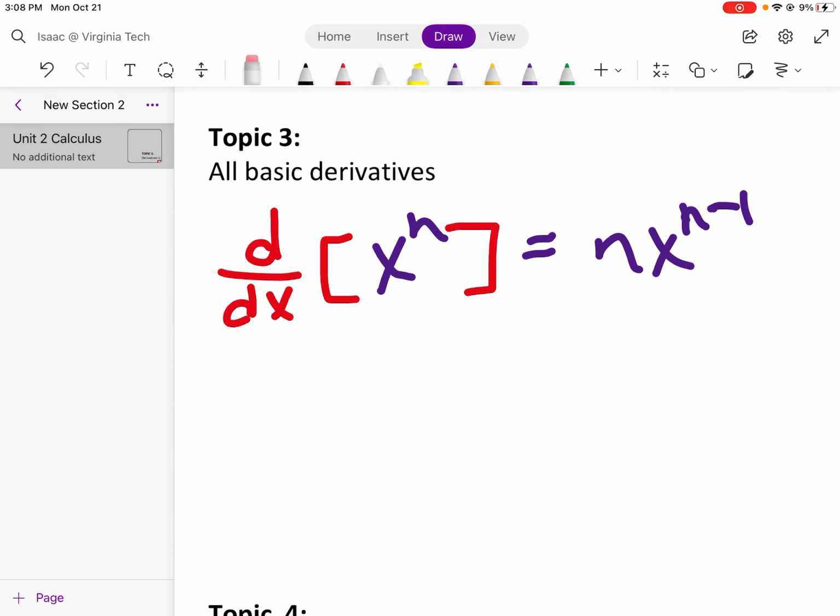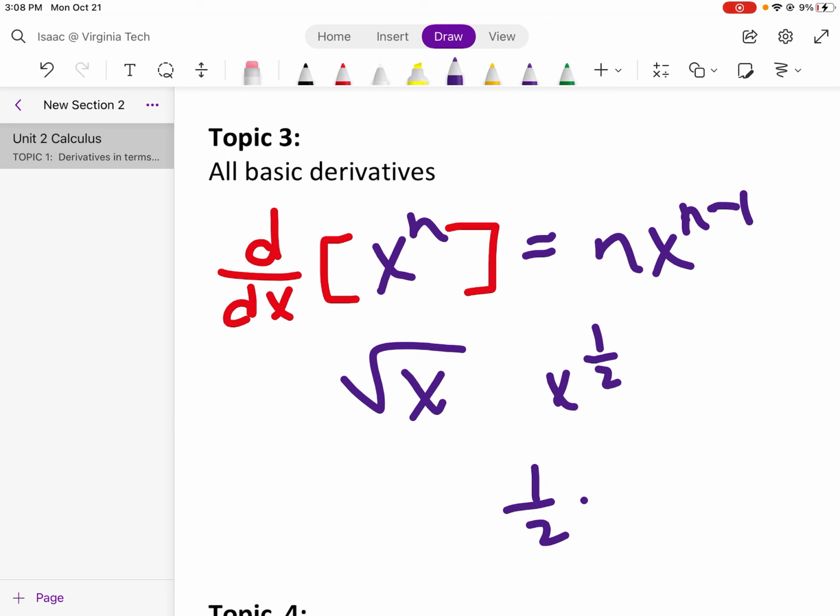And it could get a little trickier. There's some that they try to throw at you, like this. The power rule still applies, because this actually is x to the 1/2. So we can just say 1/2 x, and then we'll have to do 1/2 minus 1. I always just make a common denominator, which is going to be negative 1/2.